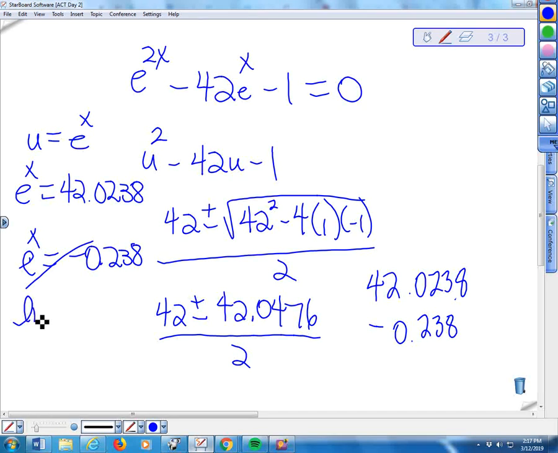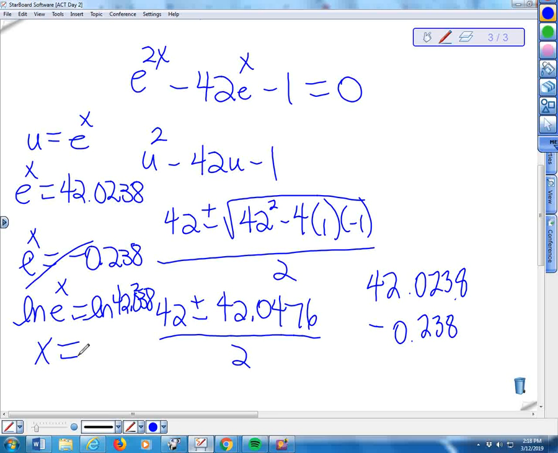So I'm going to take the natural log of both sides, because the natural log of e to the x is just x. Anyway, so x is equal to the natural log of 42.0238, which is 3.74, about. Long way to get there.